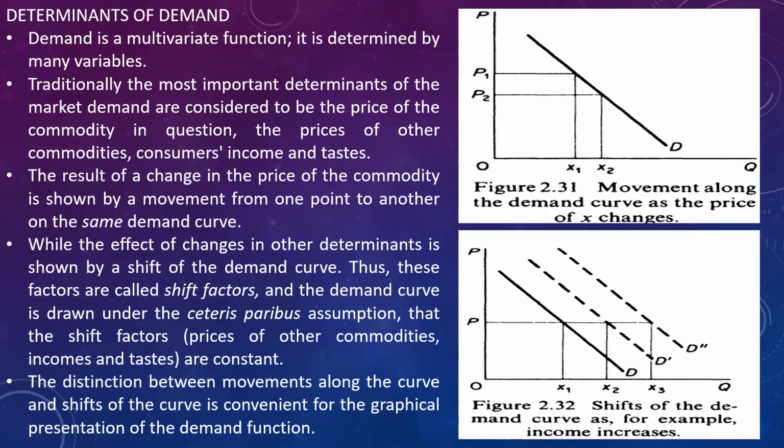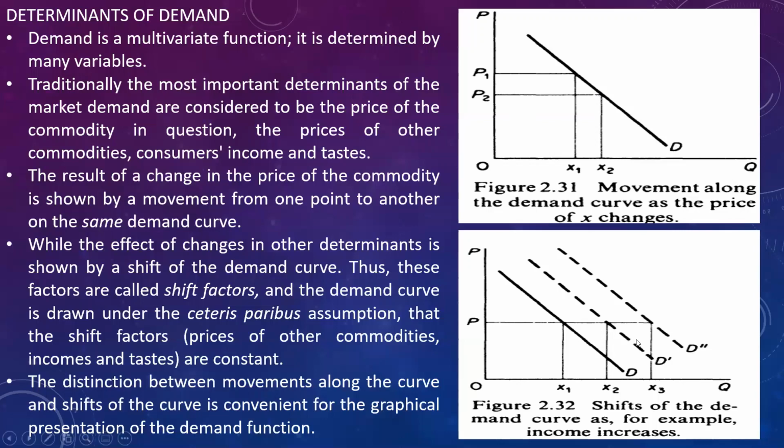The demand curve is drawn under the ceteris paribus assumption, that is, all the shift factors are assumed to be constant and only price varies. The distinction between movements along the curve and shifts of the curve is convenient for the graphical representation of the demand function. In the graph, the movement along the curve from point A to point B is due to the change in price. This is a movement along the demand curve as the price of X changes.